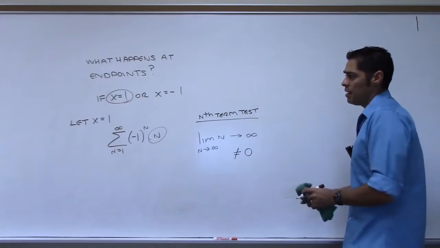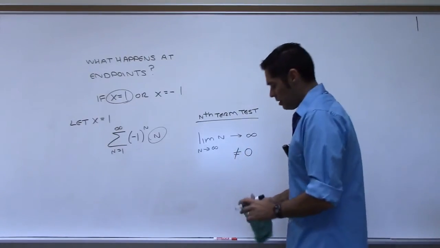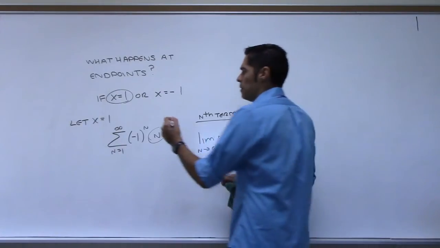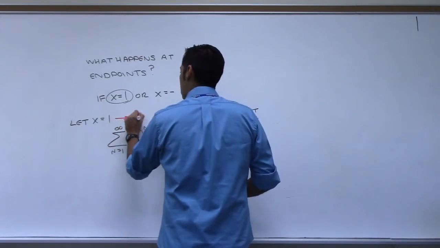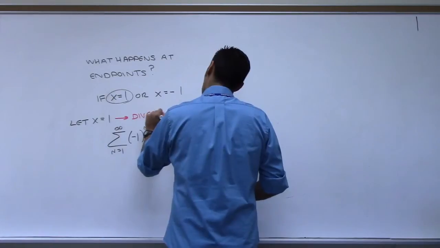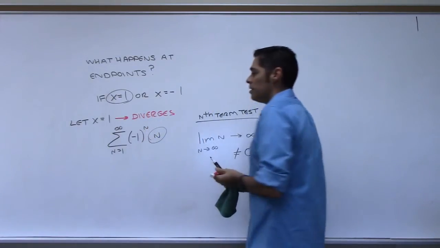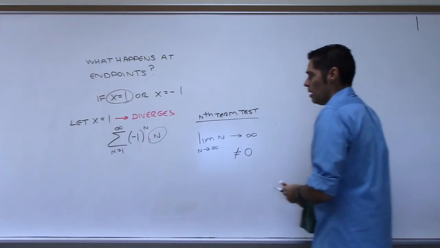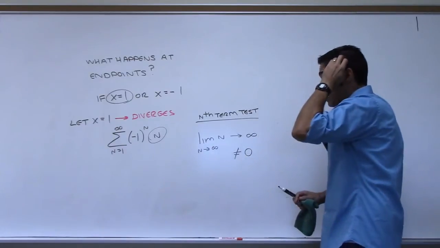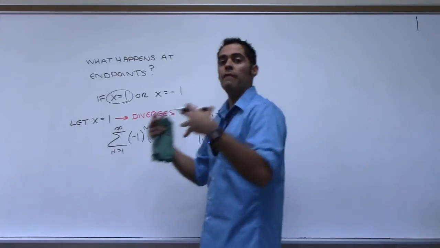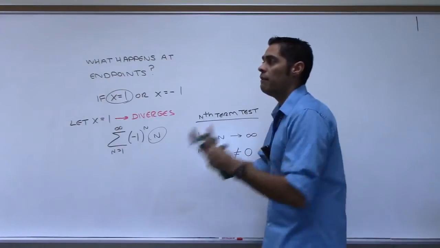And the nth term test tells us that if that happens, it diverges. So that tells me if I let x be equal to 1, I'm going to get a divergent series. It diverges. So I'm going to get a divergent series if x is 1. So that means that I'm trying to find the interval of convergence. So I want to know where it converges.